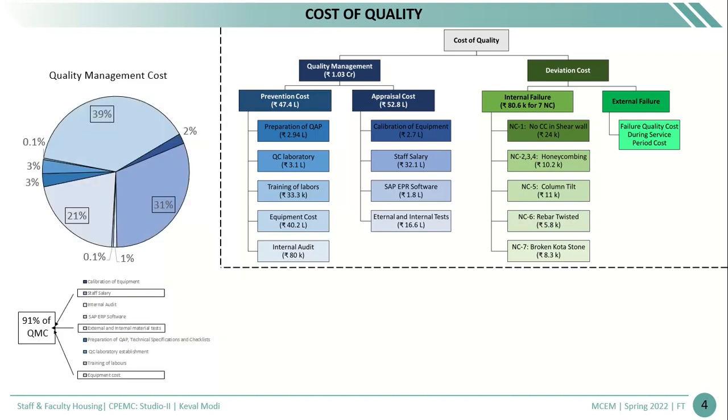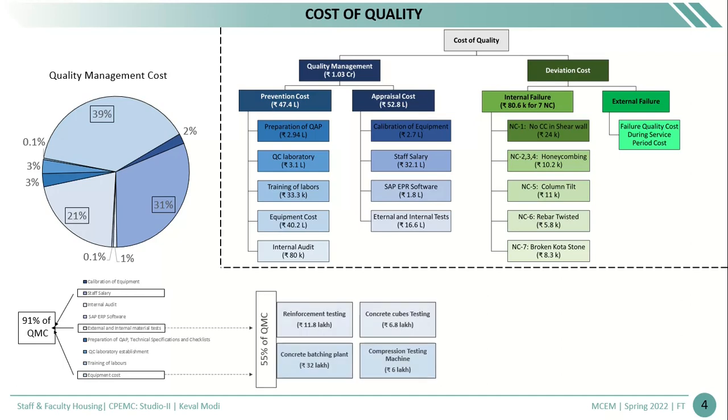The further breakdown of quality management cost is shown in this pie chart, which shows that three main components, which are the staff salary, external and internal material testing, and equipment cost, contribute 91% of the cost of quality management. Among these, 55% of the cost is incurred by four major components, which are reinforcement testing, concrete cube testing, concrete batching plant, and compressive testing machine. So if we reduce the cost in these components, then we can reduce the overall cost.